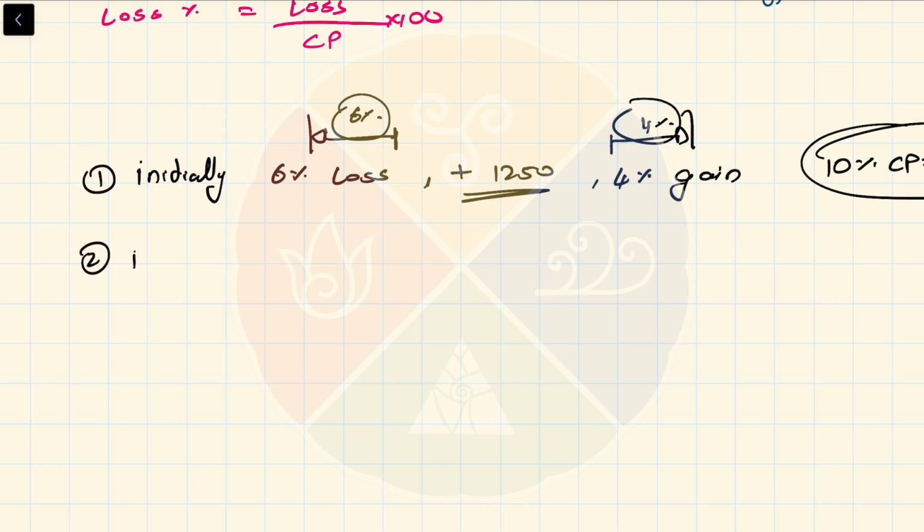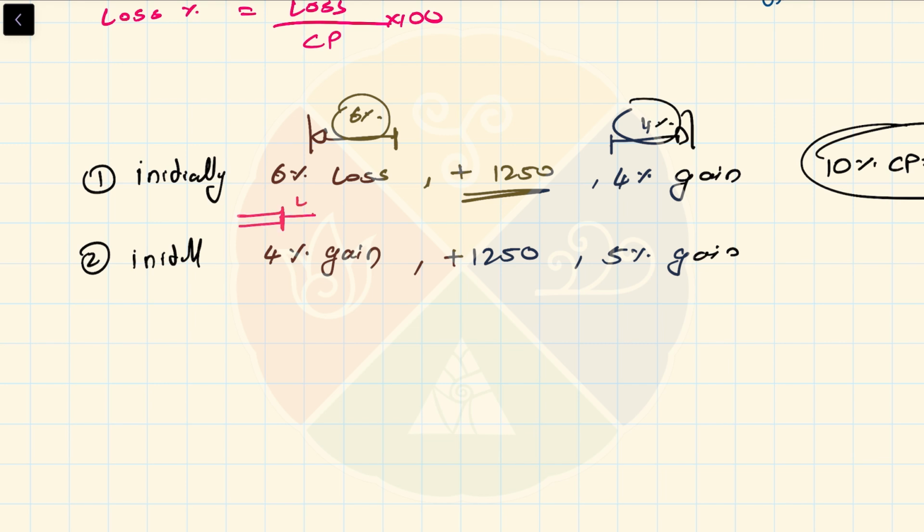Type 2 can be, let's say, initially there is a 4 percentage gain or profit. Now let's assume the person is increasing the value by 1250, and then the profit changed from 4 percentage gain to, let's say, 5 percentage gain. Now to solve this problem, what you have to see: initial cost price is this much, there is a 4 percentage higher price than that.